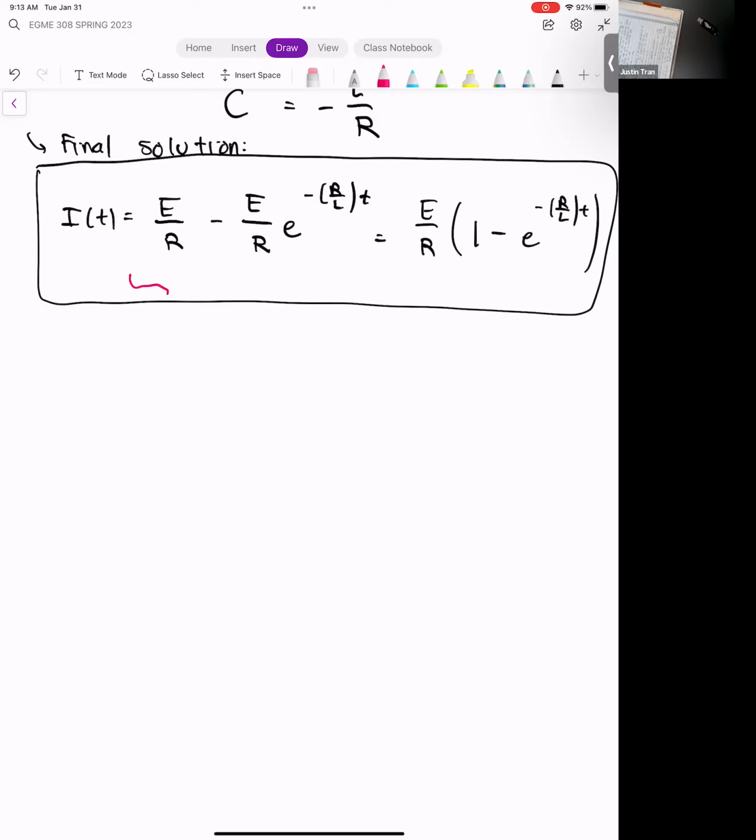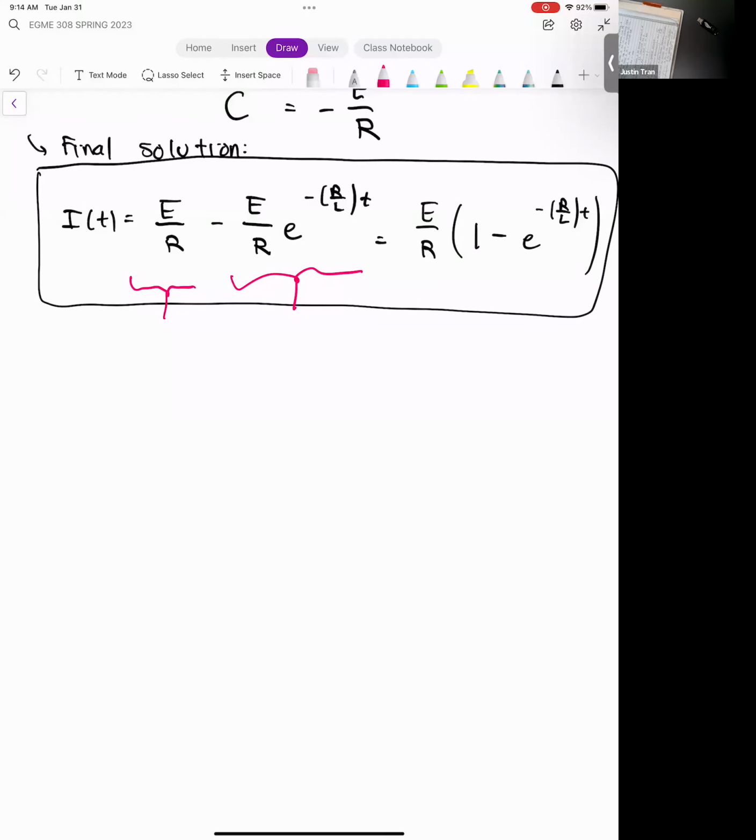Let's look at our solution. And I think actually this side is going to be a little easier to see. All right, so our first term, E over R, it's a constant term. If you backtrack through the solution process we followed, that E over R came from the forcing term, essentially from the battery. So this is going to be our steady state term.